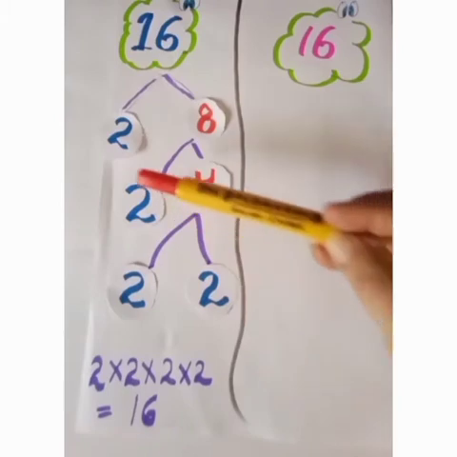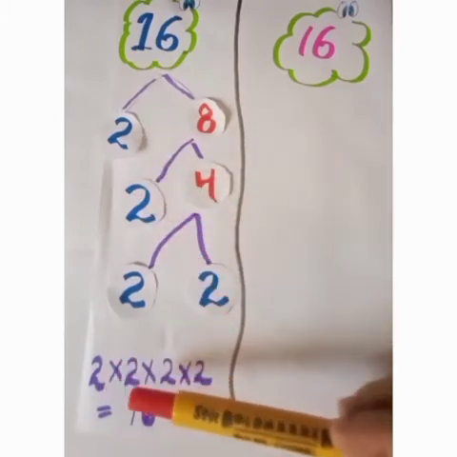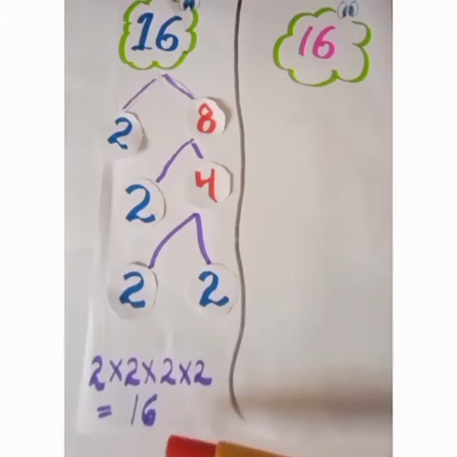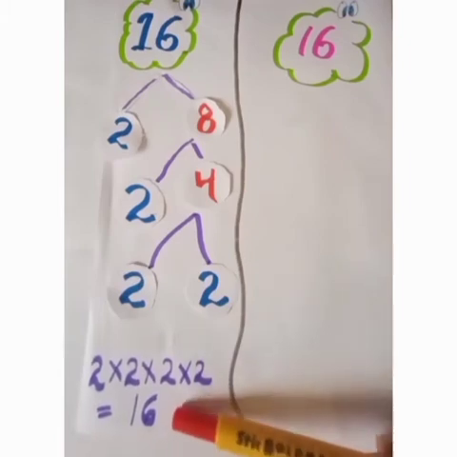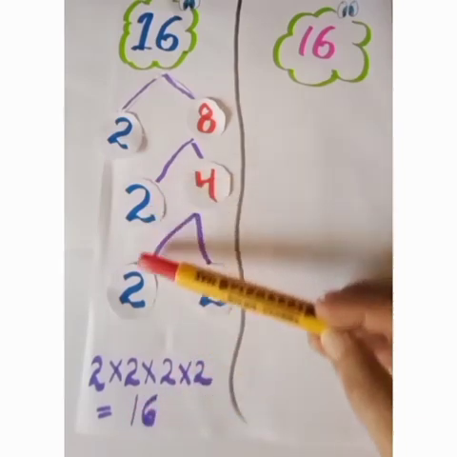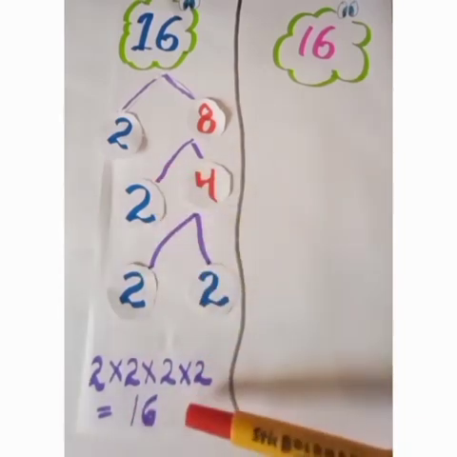Then we do the product of all these: 2 multiplied by 2 multiplied by 2 multiplied by 2. So we got 16 here. So in this factor tree, we got the prime factors of 16: 2, 2, 2, 2. We took all the prime numbers from the factor tree.